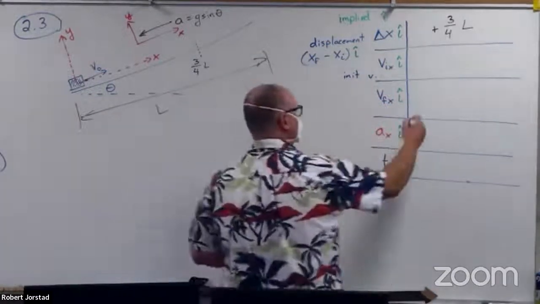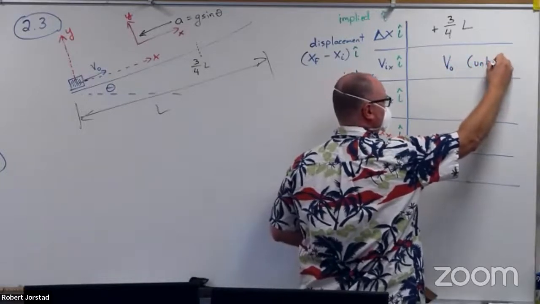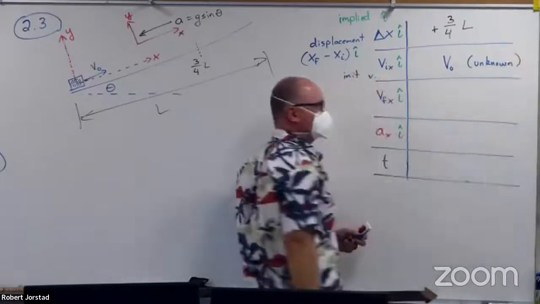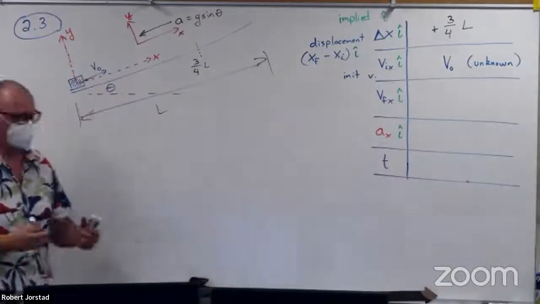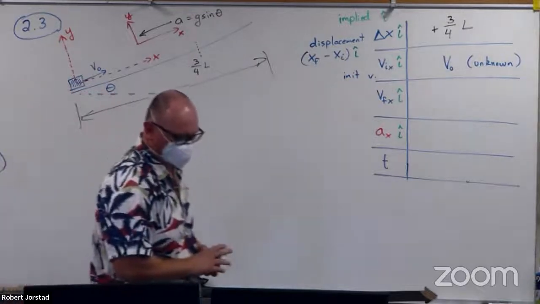V0. V0 was the symbol I used. So V0, and I'm going to clarify that's unknown. The words in the problem say V0 is an unknown in this case. Okay, what are we trying to figure out here? Where is it going?